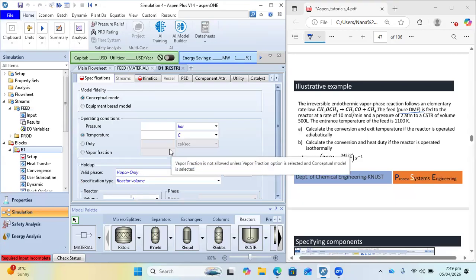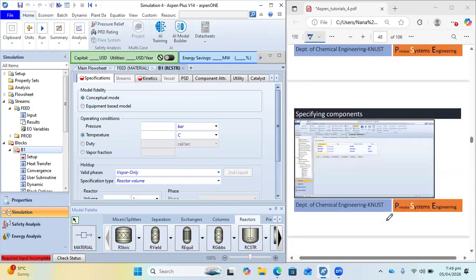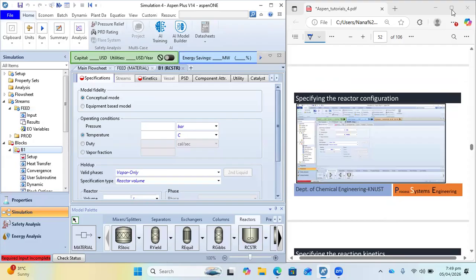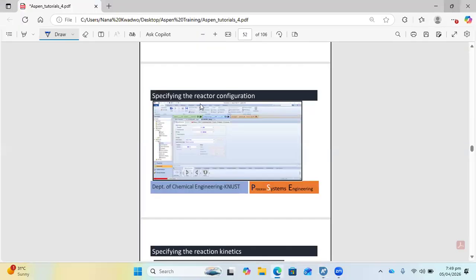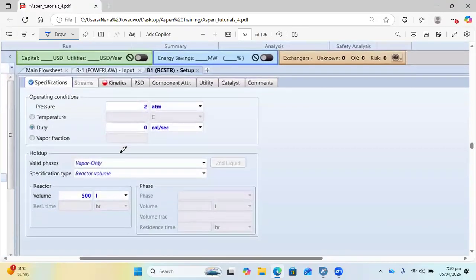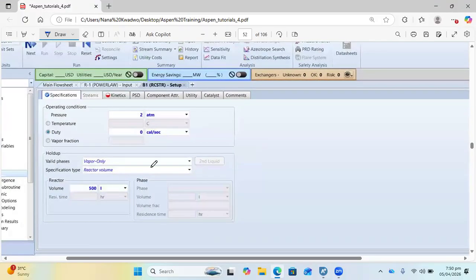So this is where the new information to us will come up, how we can work with these kinds of reactors. Now, if you are using version 14, you would see this. If you are using the earlier versions, it would look like this instead. So let me make this larger. So it will just look like this instead, if you are using the older versions, right? But then it's the same idea.